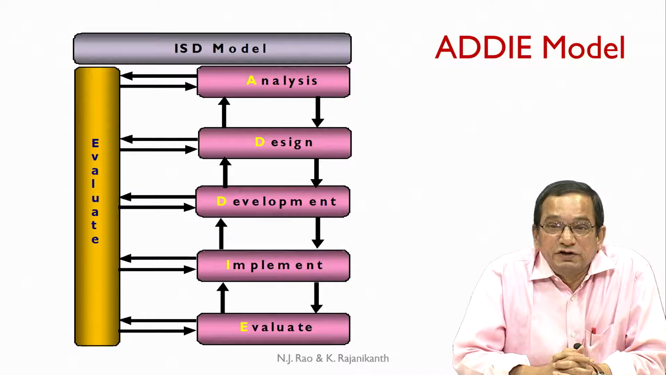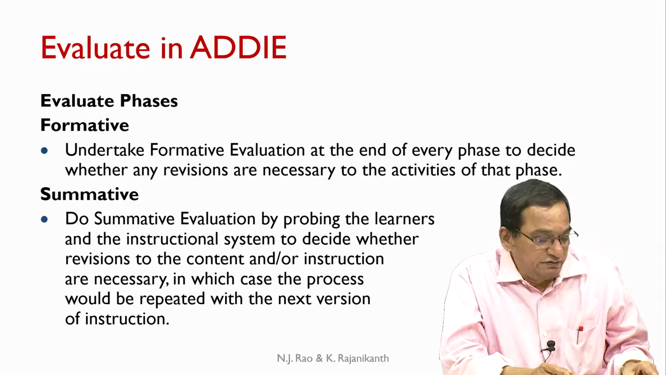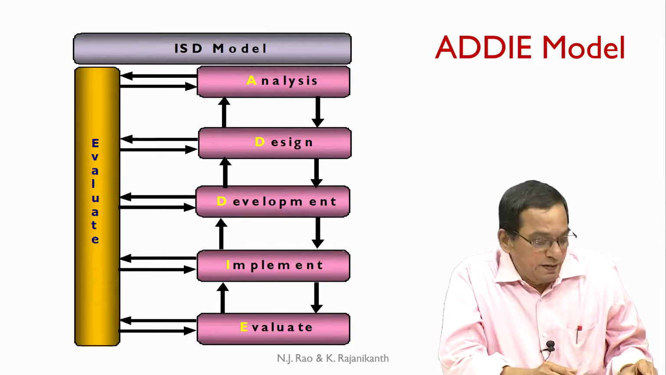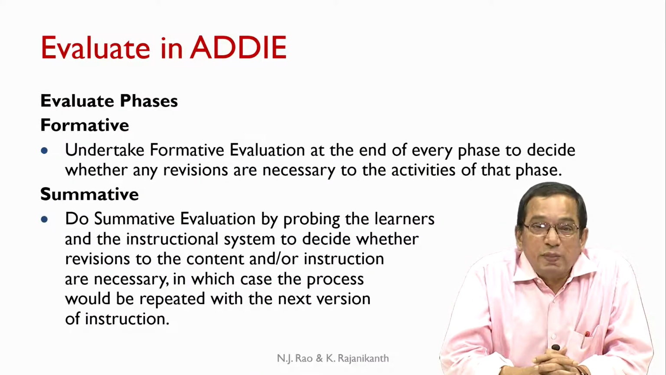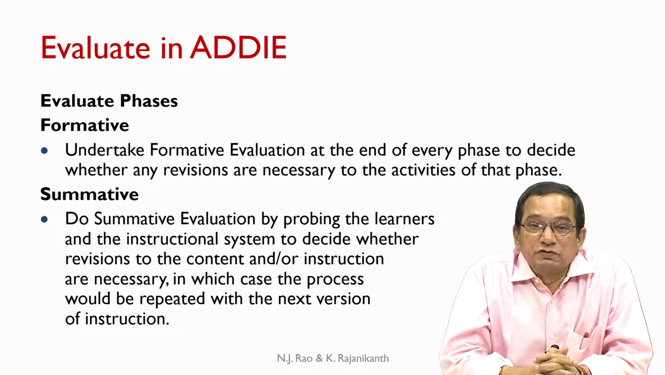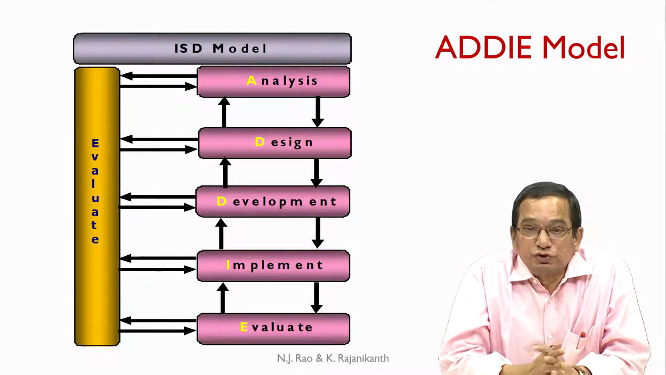But in this unit, we are looking at the evaluate phase as the summative final phase of the ADDIE model. In this phase, we probe the learners and the instructional system to decide whether revision to the content and/or instruction is necessary, in which case the process would be repeated with the next version of the instruction. Thus, the evaluate occurs in two modes.